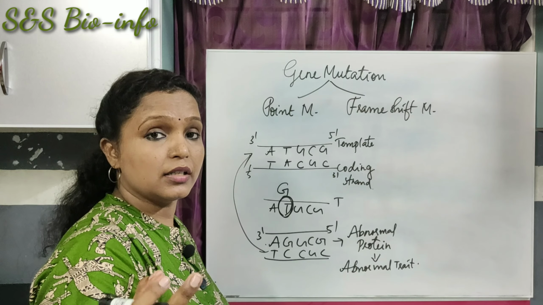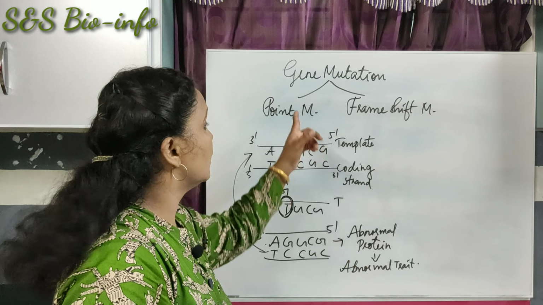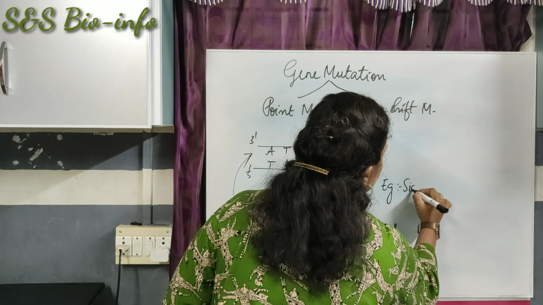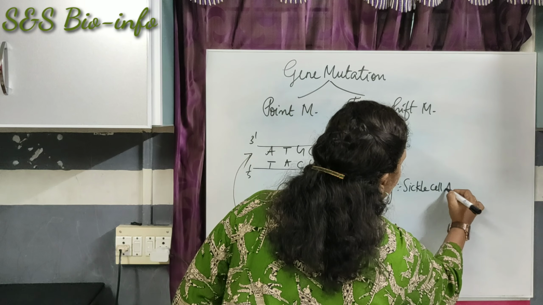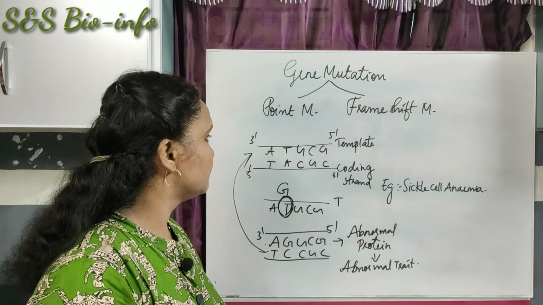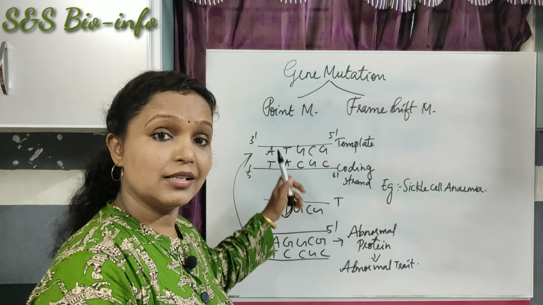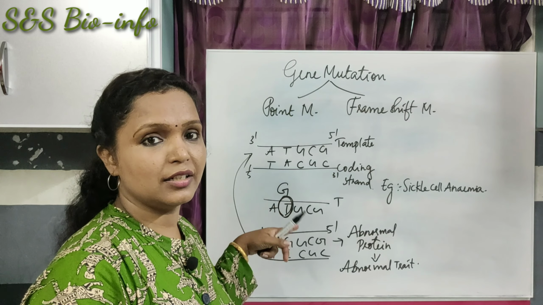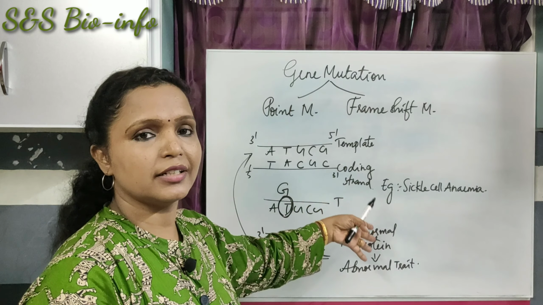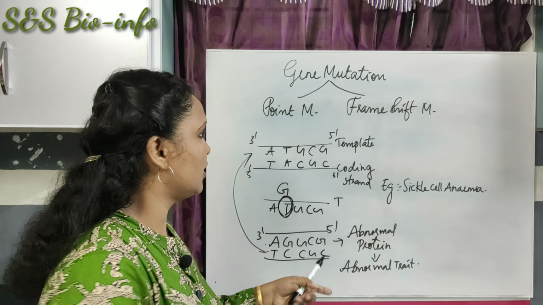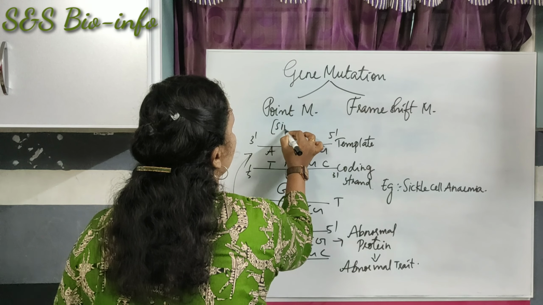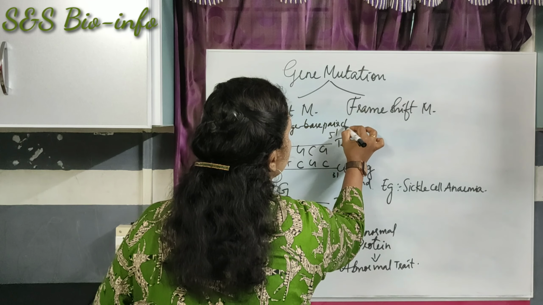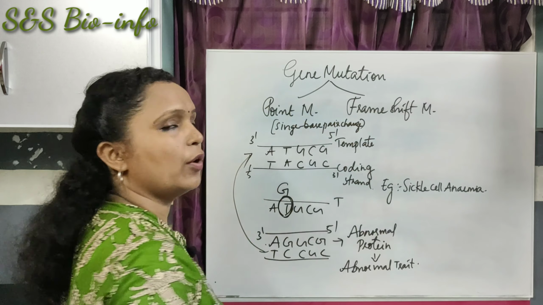Sickle-cell anemia is a classic example of point mutation. Did you get what is point mutation? It's a single base pair change that results in the alteration in the DNA, and thereby the alteration in the trait. That is point mutation. So here I can write: single base pair change in the case of point mutation.